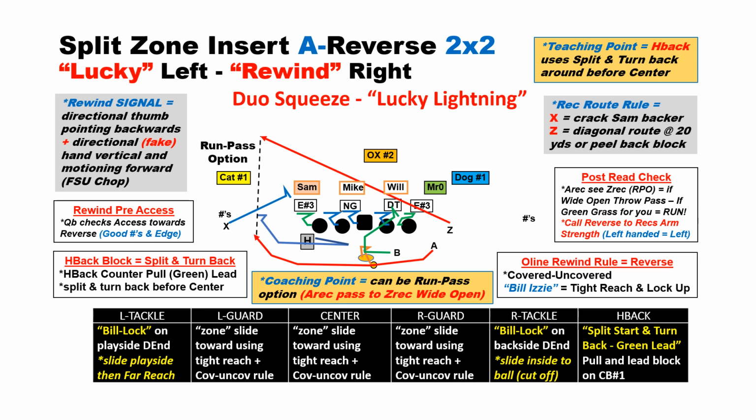So up until this point, we've shown all the reverses going away from the H-back's initial alignment. We can also run it towards the H-back. What he'll do though is start his split action like he would for split zone. Then before he gets to the center, he's going to go ahead and turn back and still do his green lead on number 1. Everything then is the same up front, and with the Z and the A on the run pass option.